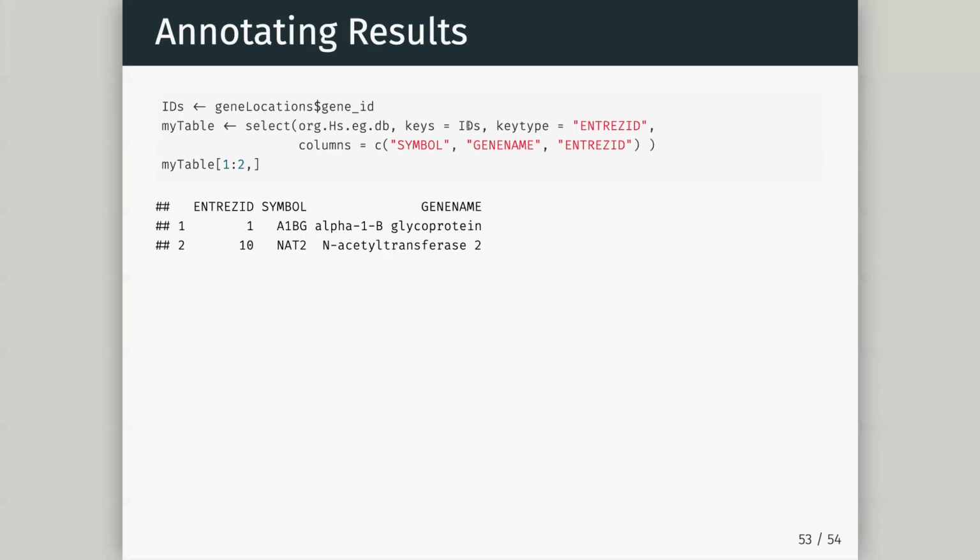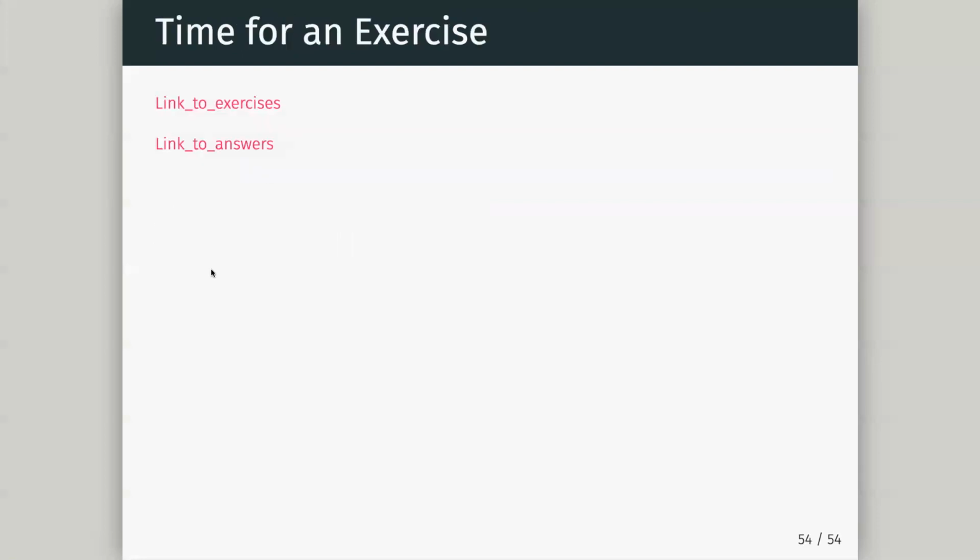I will then pass those keys to, again, the org.Hs.eg.db object. I know that the key type is Entrez ID. And then I can say columns, I want to get back symbol, gene name, and Entrez ID. Yeah, it didn't give it back in the order I wanted, but it gave me Entrez ID, the symbol, and the gene name. Okay. So this is a nice, easy way of just getting some sensible naming annotation for these kind of Entrez IDs. That's the end of our sessions for today.